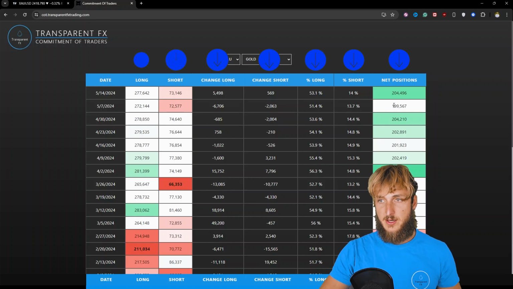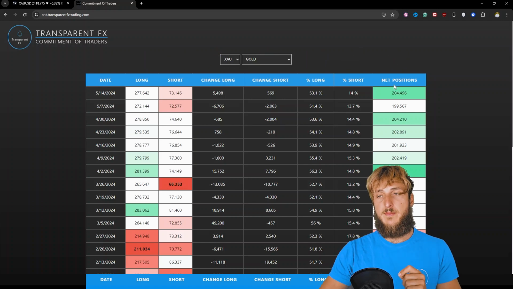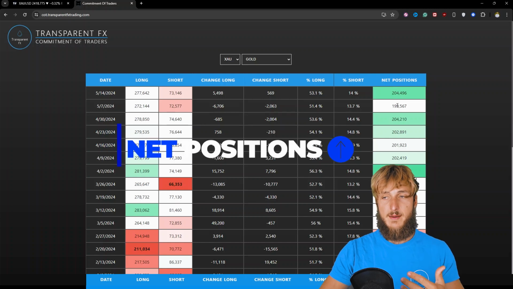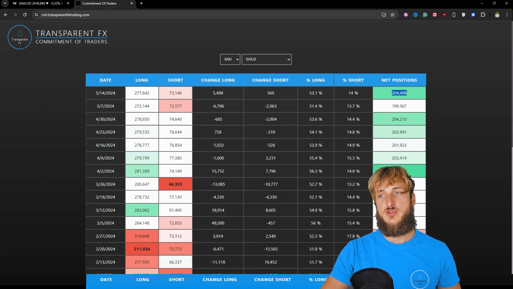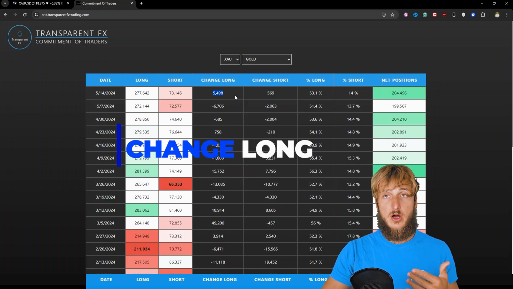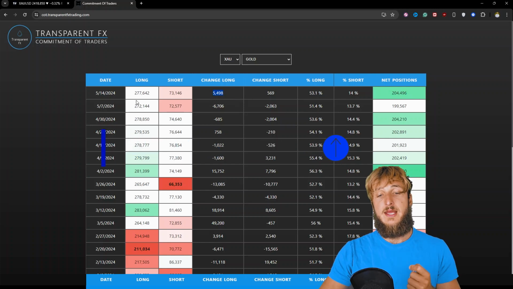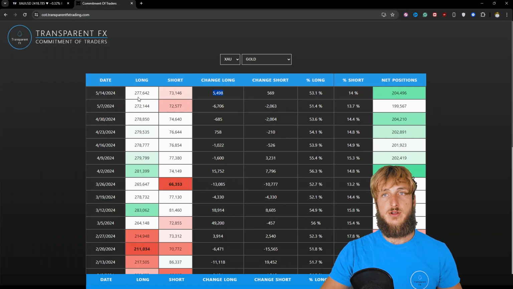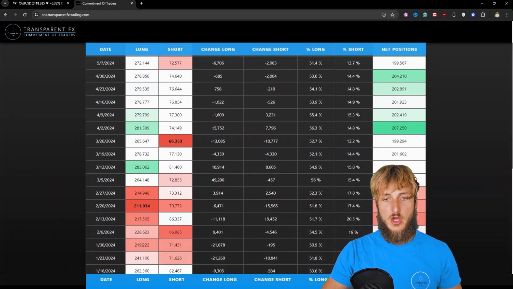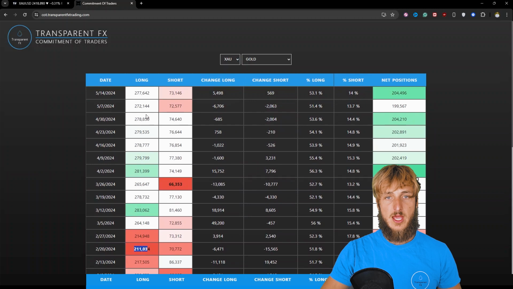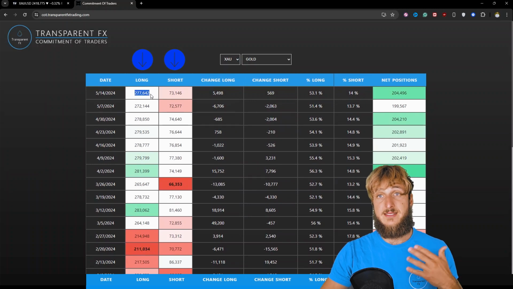Now, what we can see here is that with the last report, net positions have risen quite a bit. We went from having 199.5k net positions all the way up now to 204.4k net positions. This comes with 5,498 longs added from an institutional perspective, showing how in the long run, institutions have been increasing their longs quite a bit on gold, going from 211K all the way up to 277K.